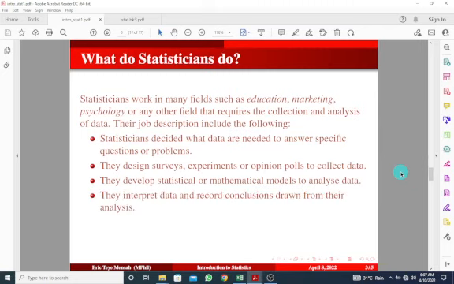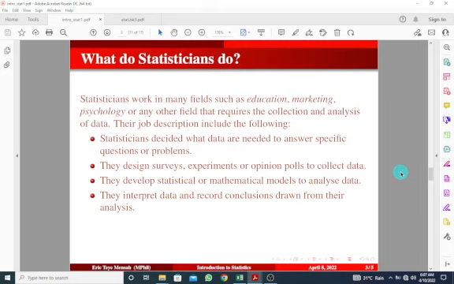The next thing is that they interpret data and record conclusions drawn from the analysis. And I think if you recall the definition of statistics, we say statistics is the science of collecting, organizing, analyzing, and interpreting data. This last description, if it is ignored from your analysis, then in fact you have failed as a statistician because in fact we have many statistical software packages that we can use to analyze data, but at the end of the day we want someone to be able to interpret the result and the output for the layman to be able to understand.